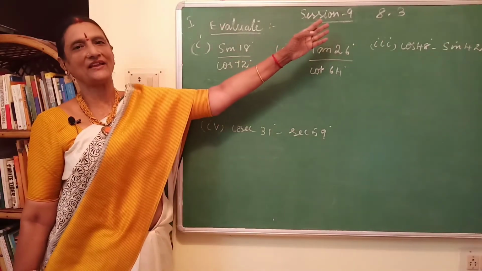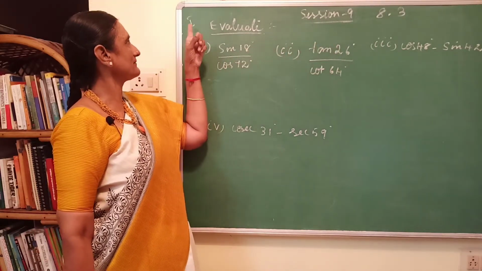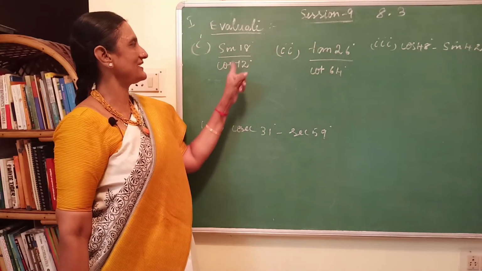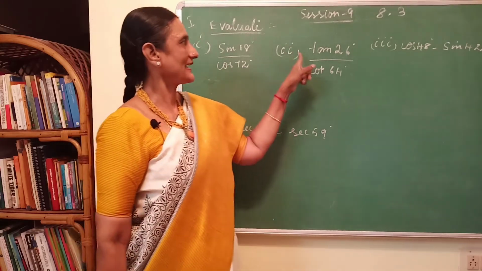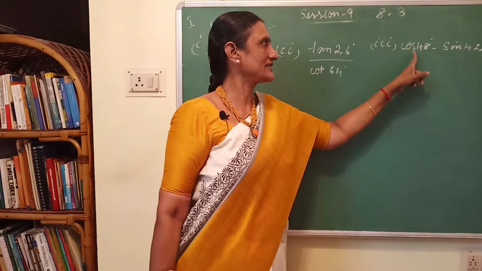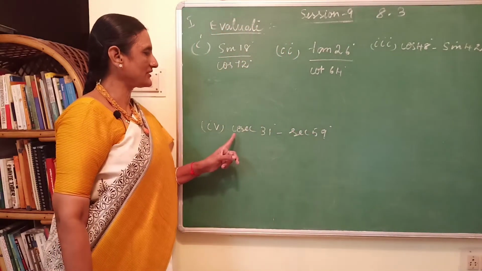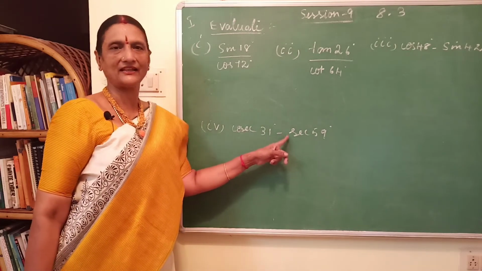Let us move on to the exercise sums in 8.3. Take down the first question. First subdivision, sin 18 divided by cos 72. Second subdivision, tan 26 divided by cot 64. Third subdivision, cos 48 minus sin 42. And fourth subdivision, cosecant 31 minus secant 59.